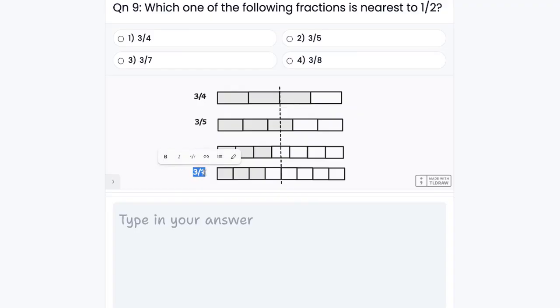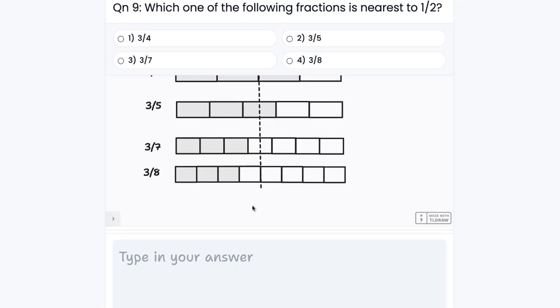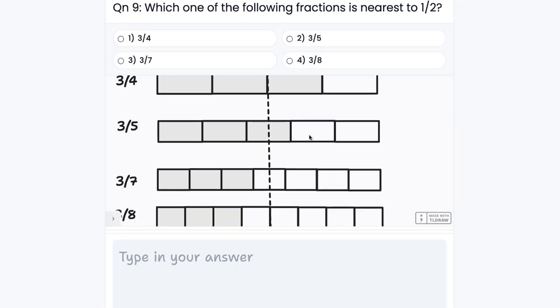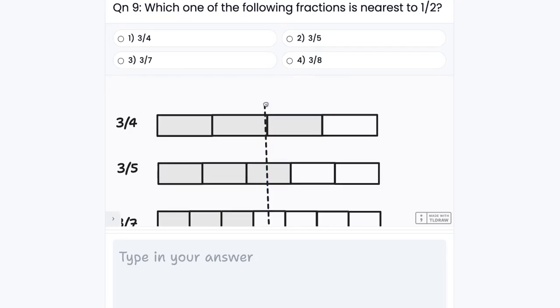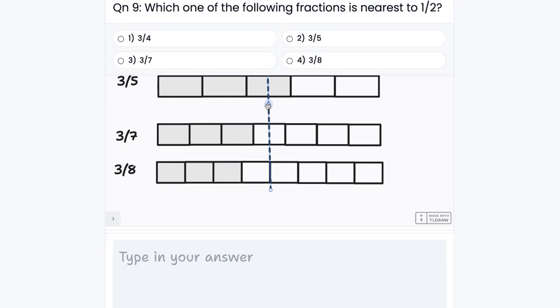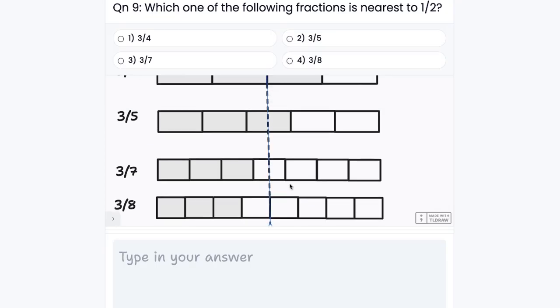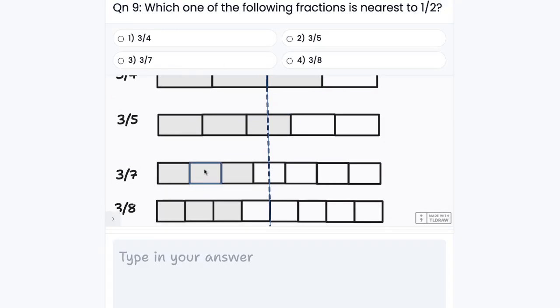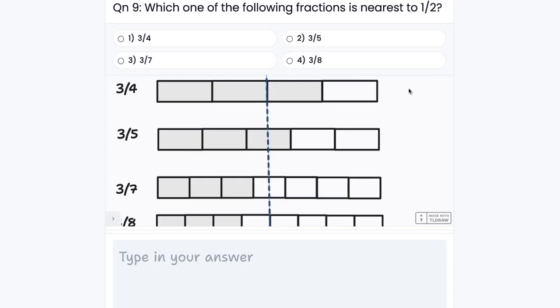If you look closely, which one is nearest to the halfway point, as I've indicated in this dotted line over here? It's kind of slanted, but yeah. The easiest way without really using visualization, because this one you really need to measure correctly, I'm using software, so it's easier to visualize.